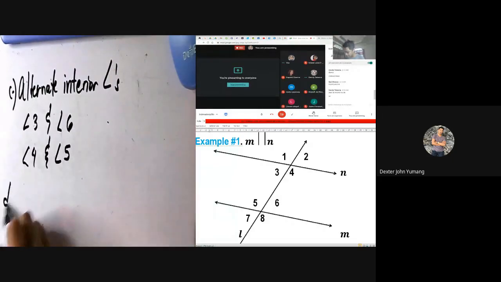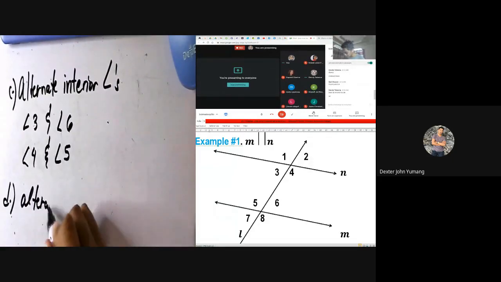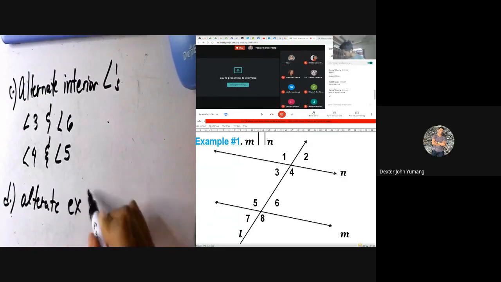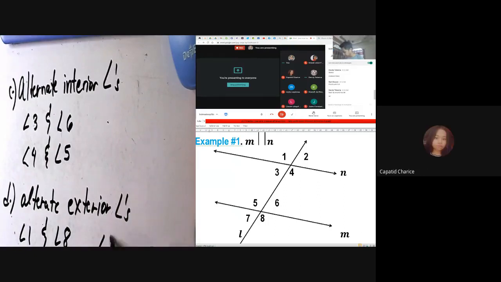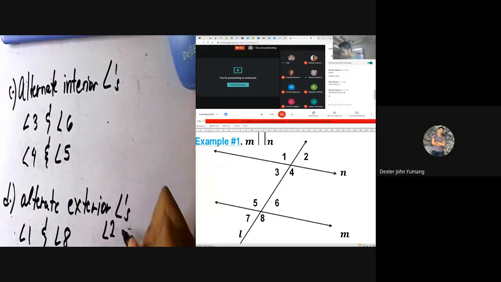Next, kapag nasa labas naman, alternate exterior ang tawag. Alternate exterior. Exterior naman kapag nasa labas. Ano yung nasa labas? Example, angle 1 and angle 8. Yes, that's good. What about the other one? Angle 2 and angle 7. Yes, that's correct. So please copy your answer for letter C and letter D.